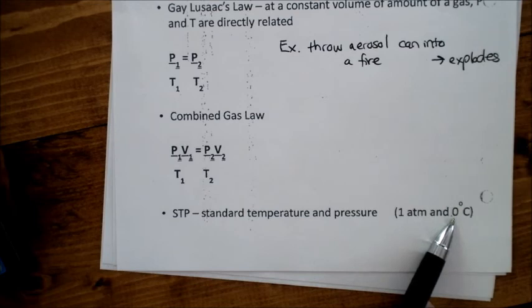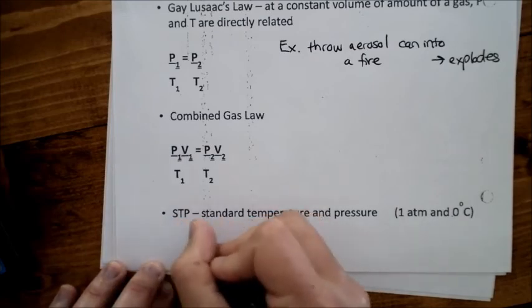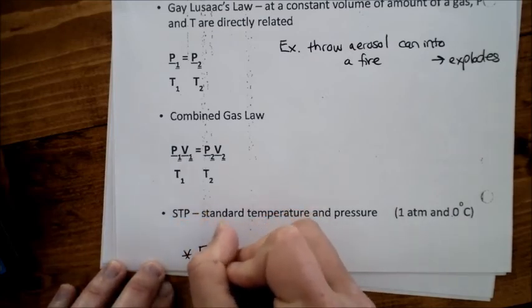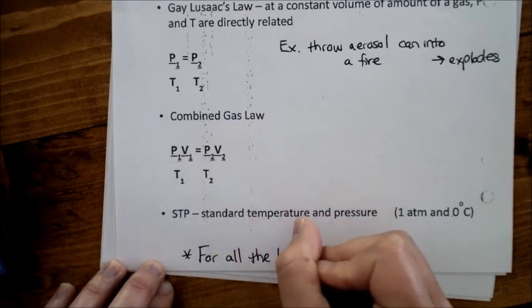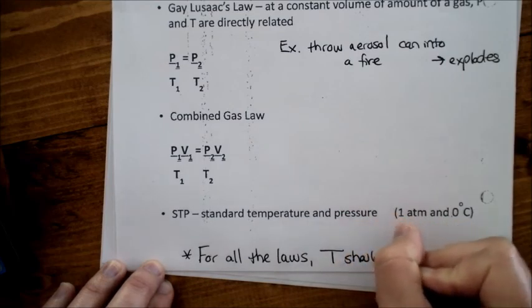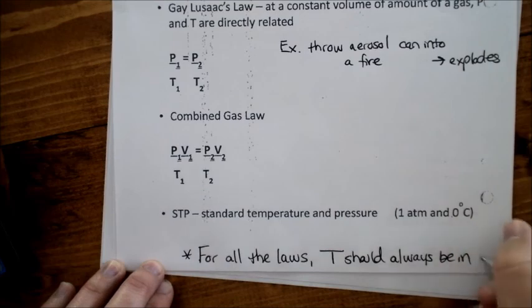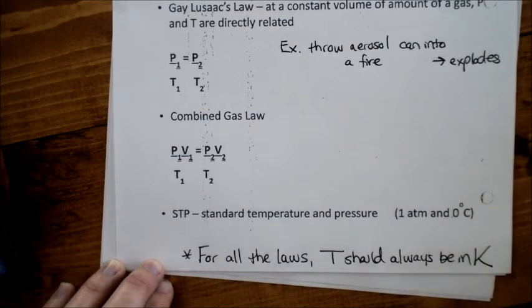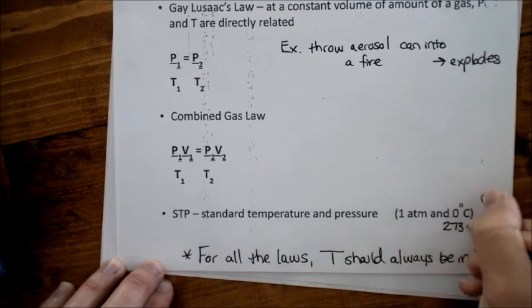Now keep in mind, whenever you use these laws, your temperature should always be in Kelvin. You might want to write that down. For all the laws, temperature should always be in Kelvin. So whenever you see STP, it's going to be 273 Kelvin.